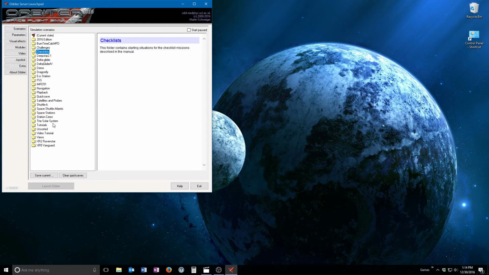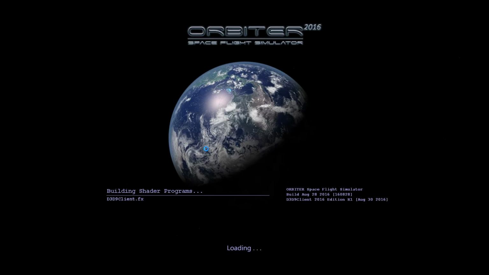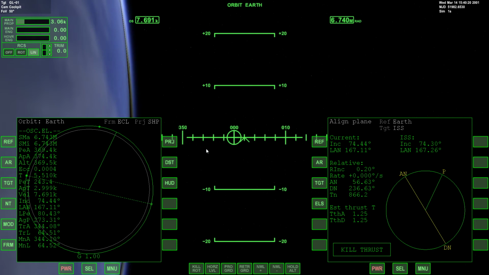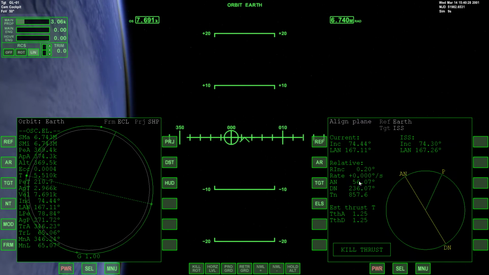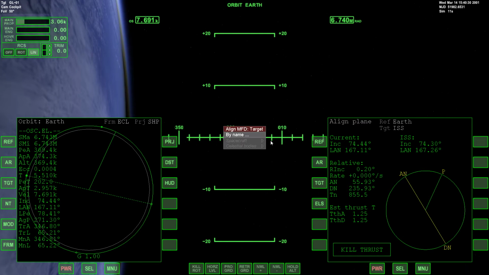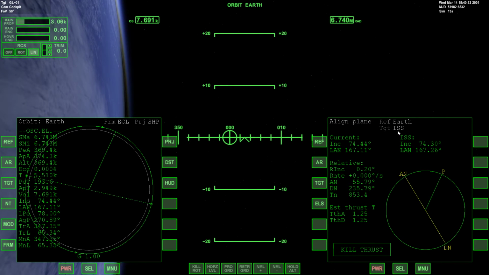So with that said, I'm going to load our scenario, which I saved, which will pick up right where we left off after we launched into orbit and we circularized the orbit. So the next step is to align the orbital plane, and if you don't already have it targeted over here, of course you can just open the Align Plane MFD and be sure to target ISS. As you can see, we do have ISS targeted here.